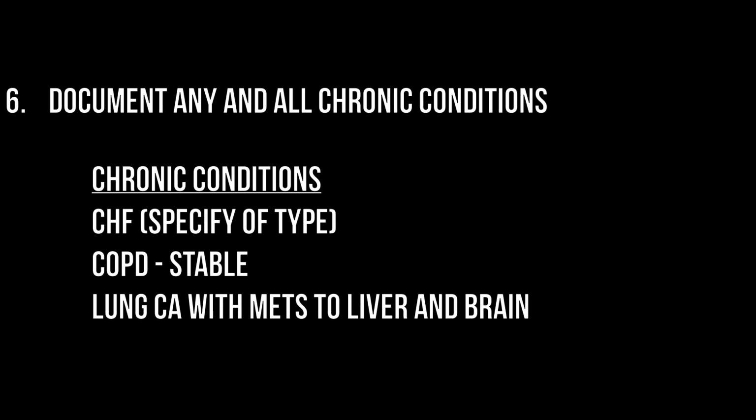Again, if you feel that you're not treating it, you can document under the heading of chronic conditions. For example, CHF, specify the type always. If COPD stable, if the patient has lung cancer with mets to liver and brain, specify that. Each of those metastatic sites, the cancer sites, can be captured as a separate comorbid condition, and it'll reflect the severity of illness in your patient.